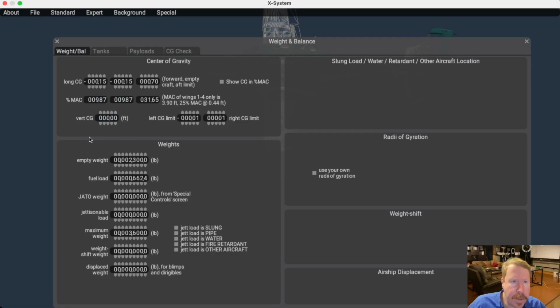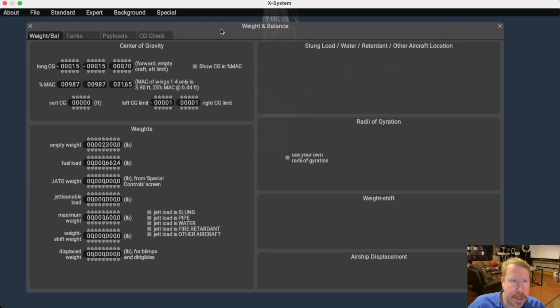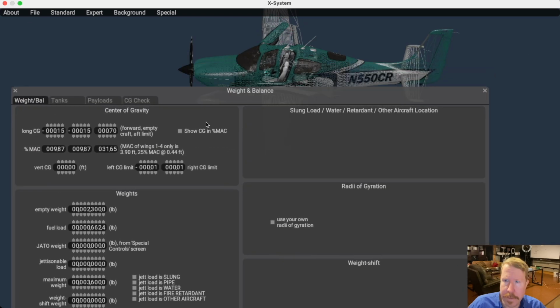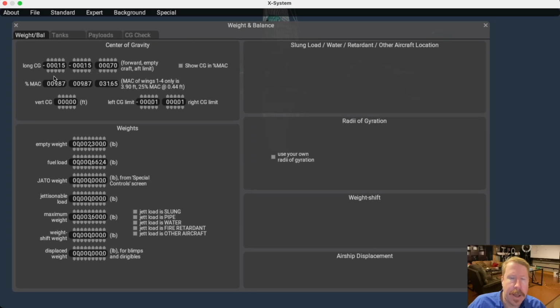Okay, why don't we do the weight and balance screen here? There's an interesting thing or two here. We're in the wonderful Cirrus SR-22 airplane. And what we enter up here in the left is a longitudinal center of gravity.